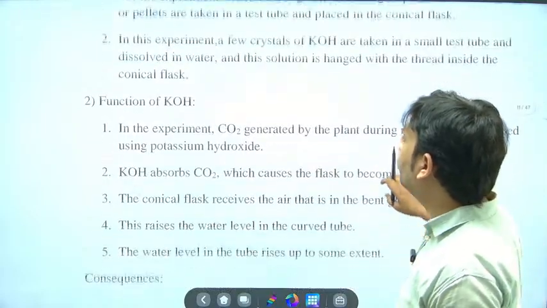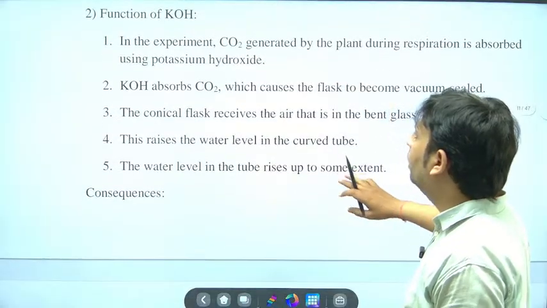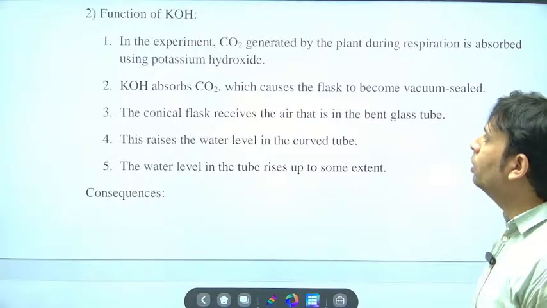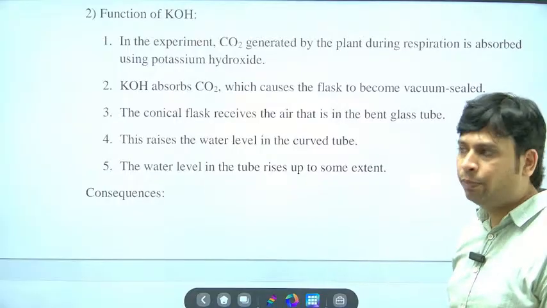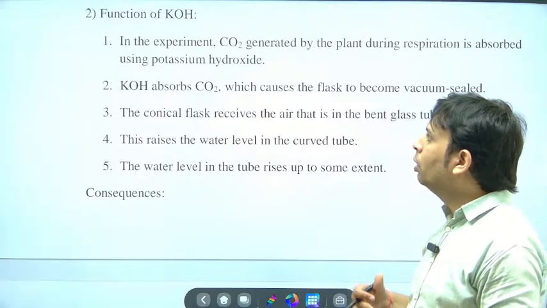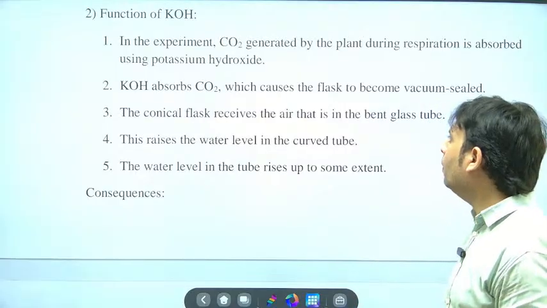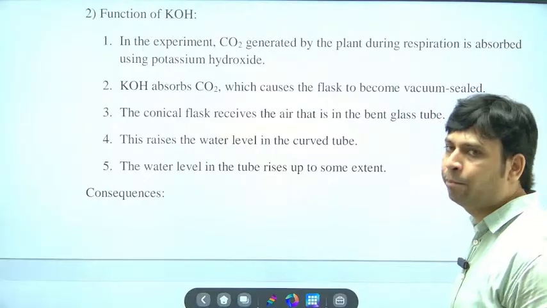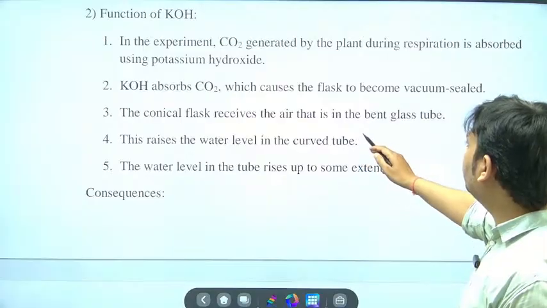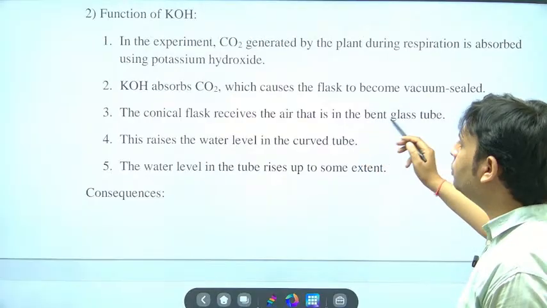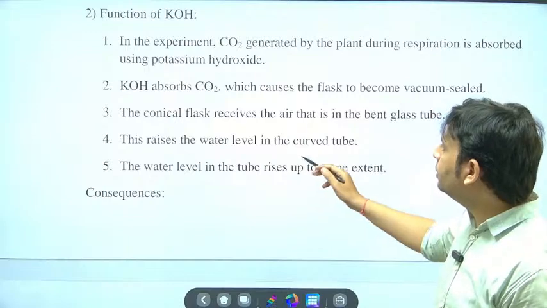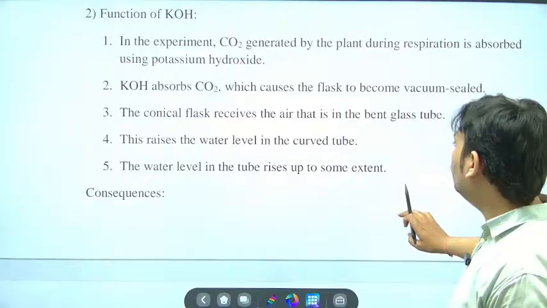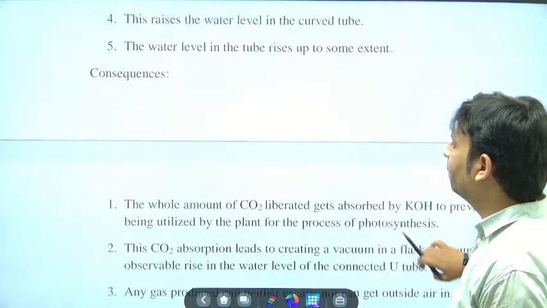Second, the function of potassium hydroxide. In this experiment, carbon dioxide generated by the plant during respiration is absorbed using potassium hydroxide. Potassium hydroxide absorbs carbon dioxide, which causes the flask to become vacuum sealed. The conical flask receives the air that is in the bent glass tube. Then this raises the water level in the curved tube, and the water level in the tube rises up to some extent.